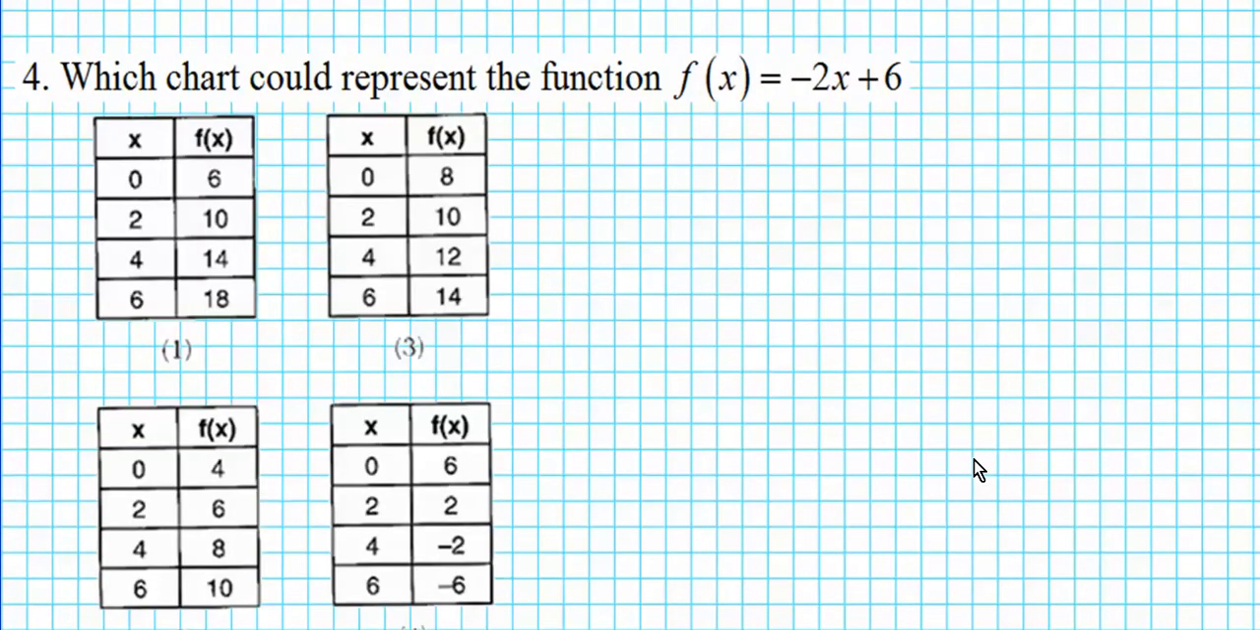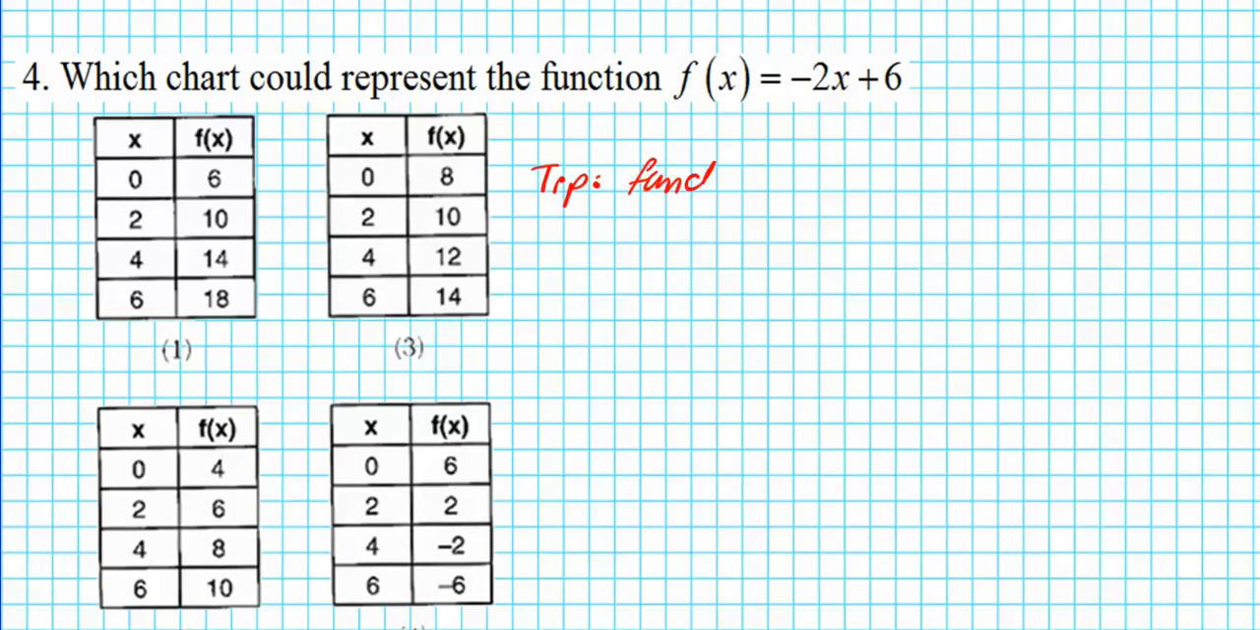Okay, let's take a look at question 4. It says, which chart could represent the function f of x equals negative 2x plus 6? Okay, now there are different strategies you can use for this problem. First of all, if you take a look at the slope, it has a negative slope. So what does that tell you will be happening with the function? So this is a tip.